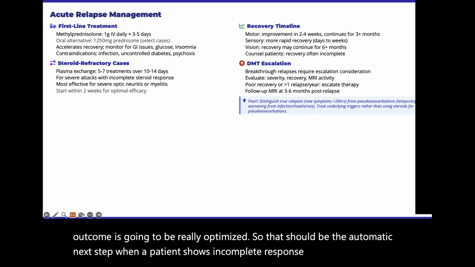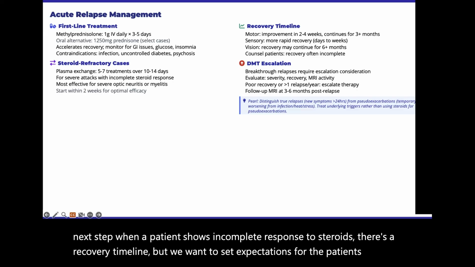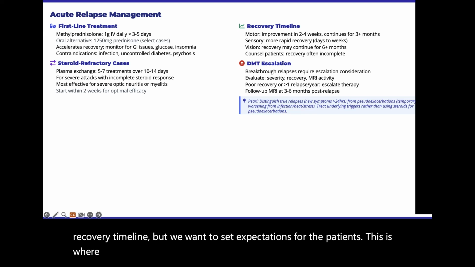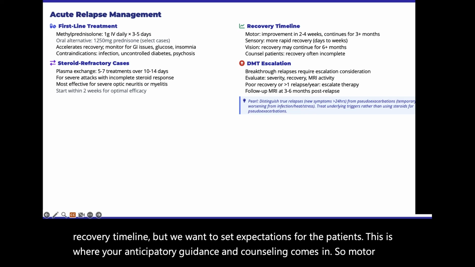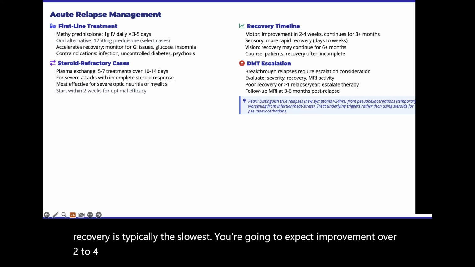There's a recovery timeline, and we want to set expectations for the patients. This is where your anticipatory guidance and counseling comes in. Motor recovery is typically the slowest. You're going to expect improvement over 2 to 4 weeks with gains continuing for several months. That can give a lot of hope.